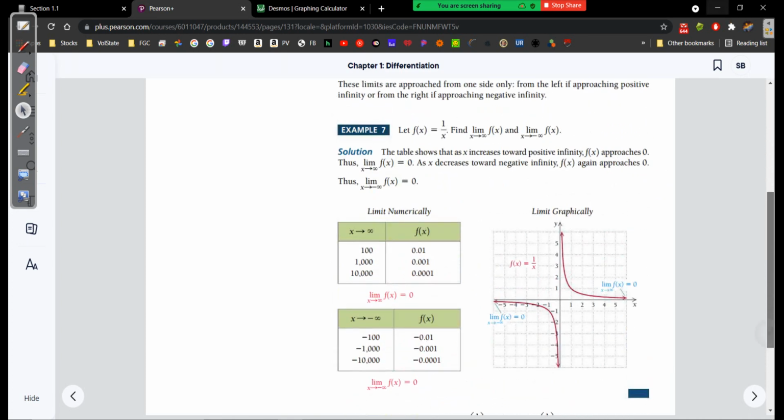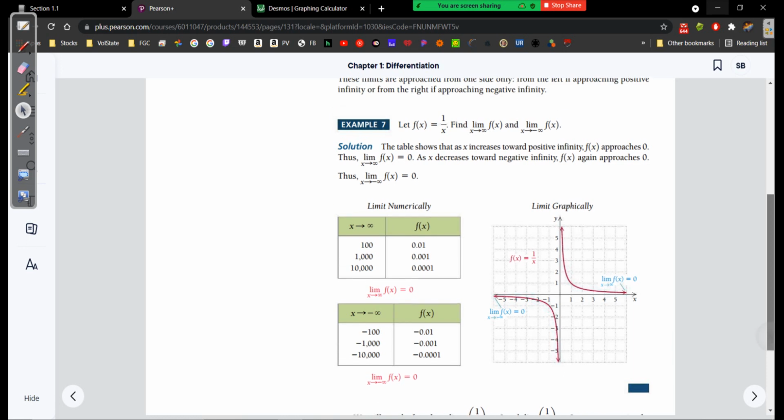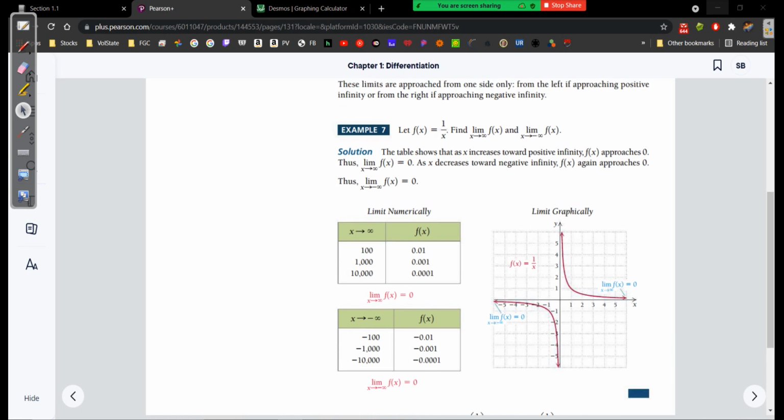Example 7 is more of the same. Pretty sure. Let me see if it's. No, it's not more of the same. Okay, good. I'm glad I checked that out.